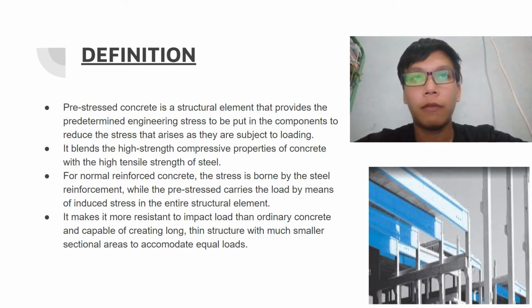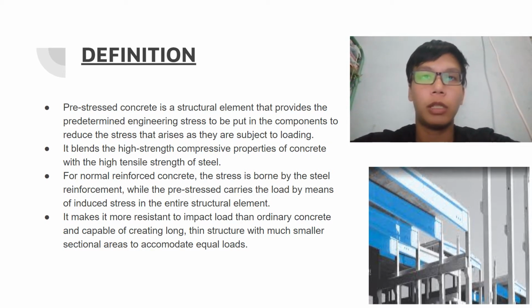For normal reinforced concrete, the stress is borne by the steel reinforcement, while prestressed concrete carries the load by means of induced stress in the entire structural element. It makes it more resistant to impact load than ordinary concrete and capable of creating long, thin structures with much smaller sectional areas to accommodate equal loads.